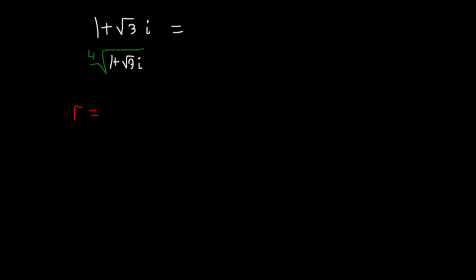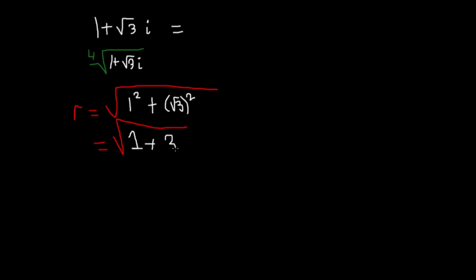So r equals square root of 1 squared plus square root of 3 squared. Now we get square root of 1 plus 3, which just equals square root of 4, which equals 2. So now we know our r value is 2.